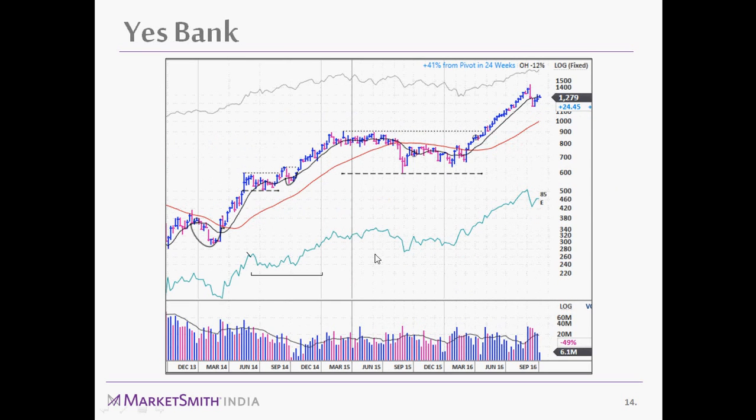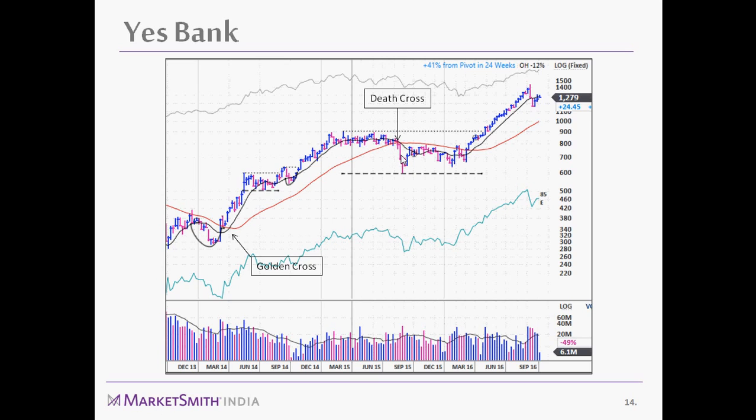Yes Bank. You can see here, just before the stock makes this nice run here, there's a golden cross which happens. The 50 DMA breaks above its 200 DMA just before the run begins. There's a nice distance here between the 50 DMA and the 200 DMA. And as it converges here, when the stock is coming under pressure, there is a death cross which happens.